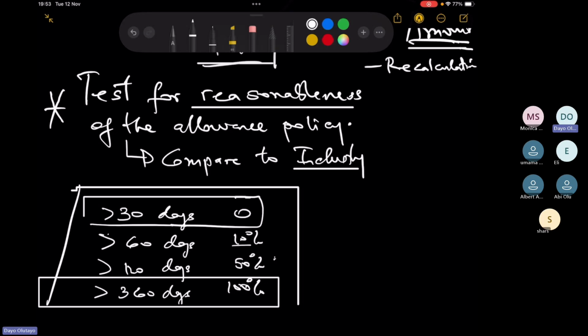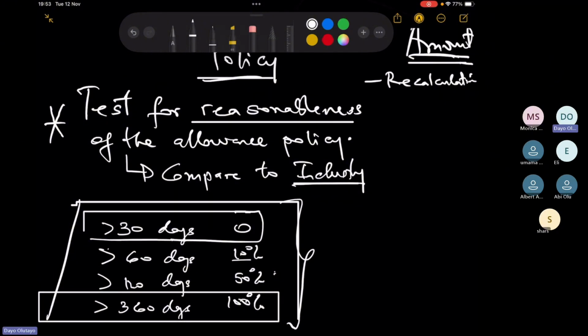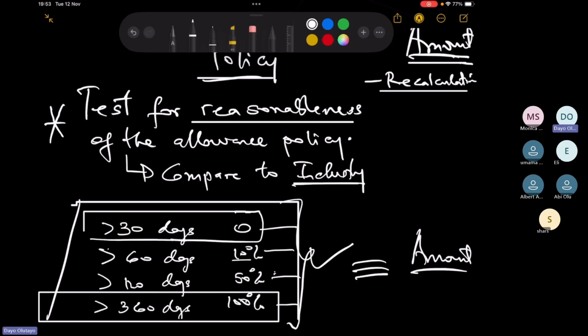And if you want to test it, you check the industry and see whether this policy is similar to what the industry is doing. If it's good with the industry, then you need to do recalculation. That's when you do your own calculation of provisioning based on the aging of receivables and based on this policy. That is recalculation because then you'll be testing for the accuracy of that figure. You are reconciling the policy with the actual. The policy has said this, but have they computed the same amount based on the policy? Are they aligned? That is what you are doing.